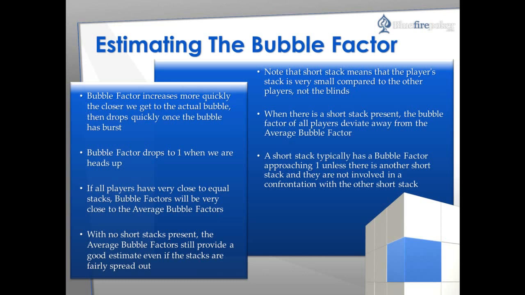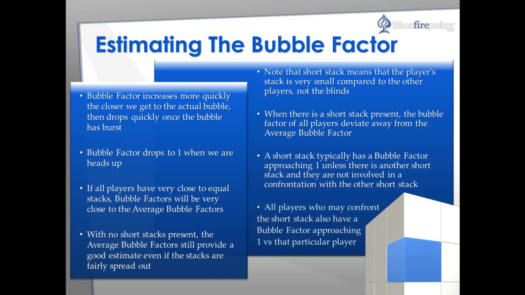So if there are 2 short stacks and one of them is against a medium or big stack, his bubble factor is going to be much larger than 1 against that medium or big stack. But when they're involved against each other, their bubble factor is very close to 1. And if there is only 1 short stack at the table, his bubble factor is always going to be close to 1. And all players who may confront the short stack also have a bubble factor approaching 1 versus that particular player. And it doesn't matter how many short stacks are at the table for this situation. If you are not a short stack and you are confronting a short stack, your bubble factor will be relatively low against them. In most situations, it'll be very close to 1.